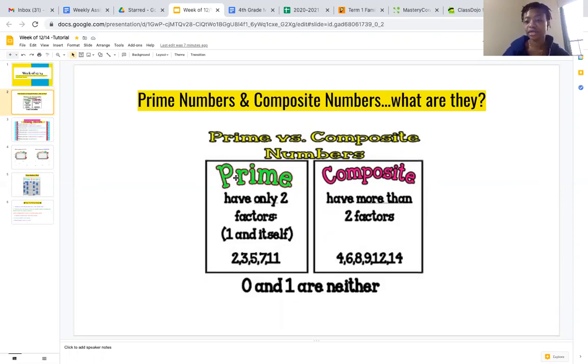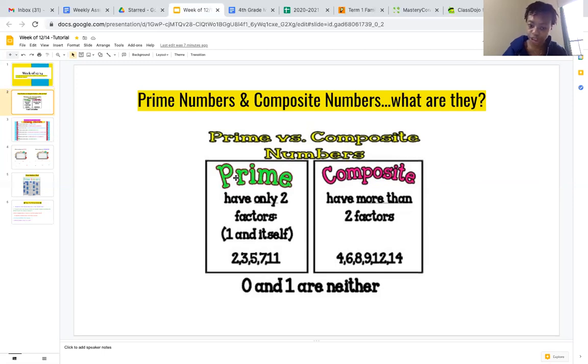Composite numbers are numbers that have more than two factors. So here are some examples of numbers that have more than two factors. If we take the number 6, for example, 1 is a factor of 6, 6 is a factor of 6, and the numbers 2 and 3 are also factors of 6. So all of these numbers have more than two factors.